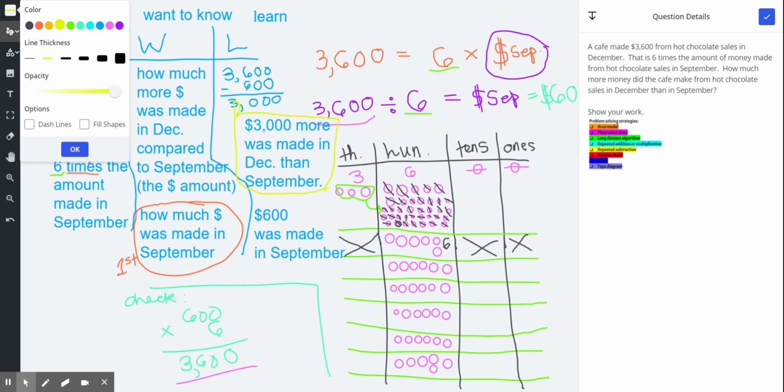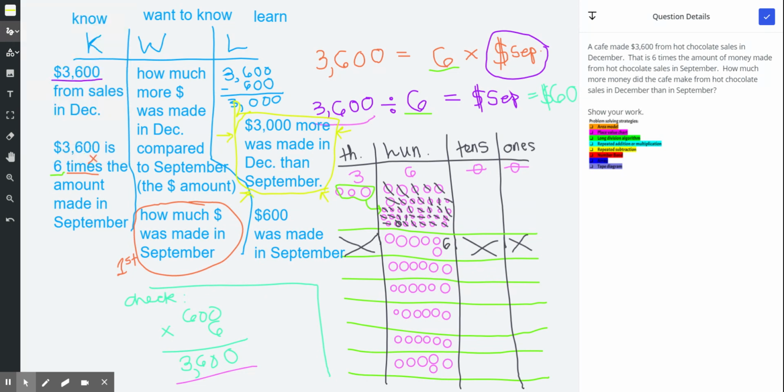So nobody can be like, wait, I didn't see your answer. No, it's right here. You can make little stars and say, this is my answer, especially when there's so much space, and we've done a lot of work to solve this problem. So we've answered the question. We know that $3,000 more was made in December than in September. So we have answered our question.